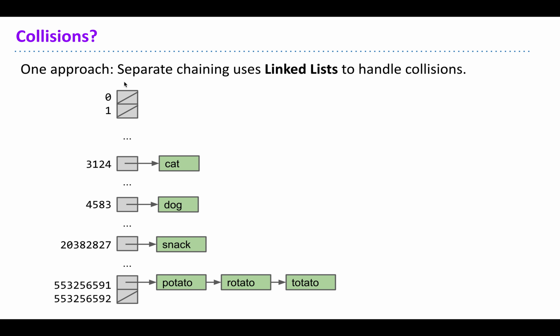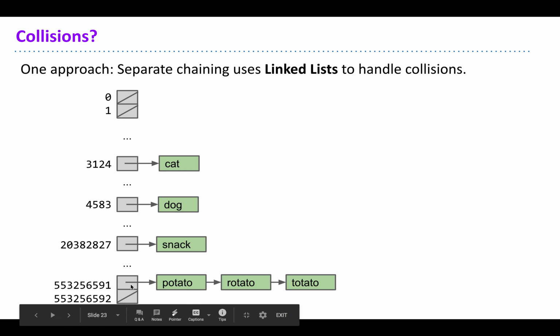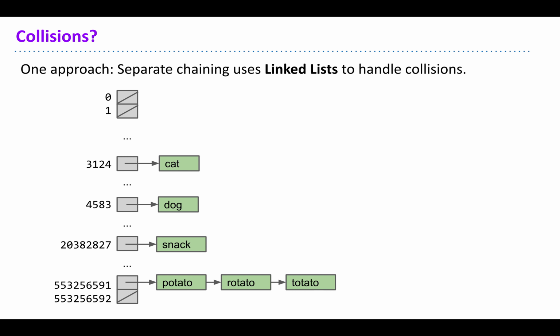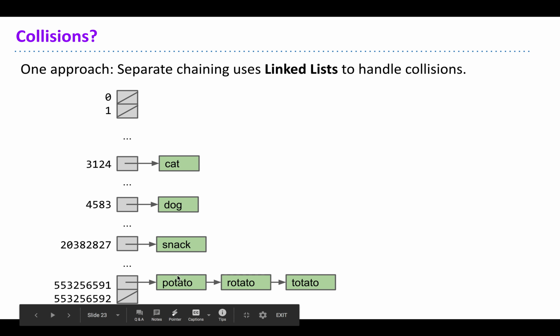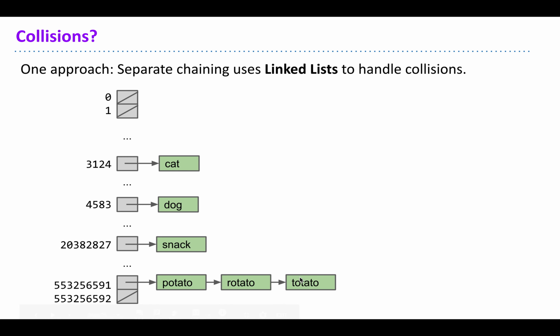So this is an example hash table where we get a really big table size. You'd never have a table size this big. But you can see here that for some reason, all 3 of these values, potato, rotato, and tato, yeah, we should have picked better or easier things to say for this example. But all 3 of these vegetables or something, I don't know what these are, hash to the same bucket.